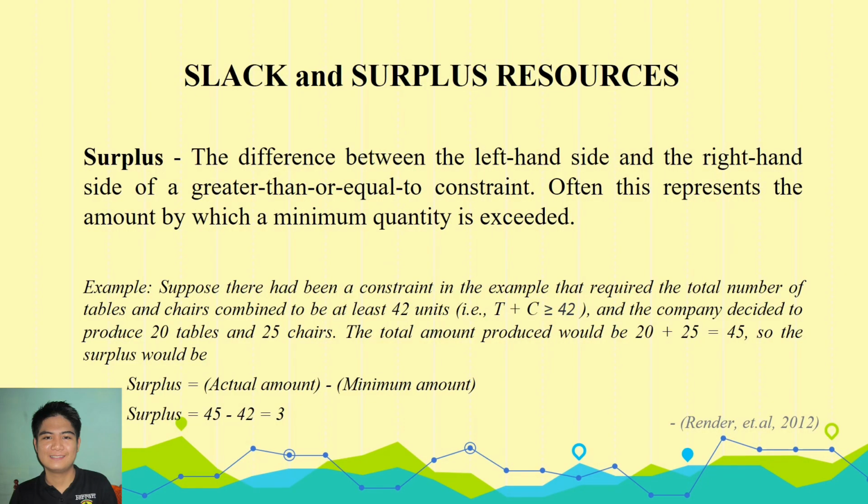Next is the surplus. It is the opposite of slack, as it represents the amount by which a minimum quantity is exceeded. Basing again on the Flair Furniture Company, they have decided to produce 20 and 25 tables and chairs respectively. However, the total production of tables and chairs combined should be at least 42 units. To get the surplus, we will subtract the minimum amount, 42, from the actual amount, which is 45. So our surplus is 3.